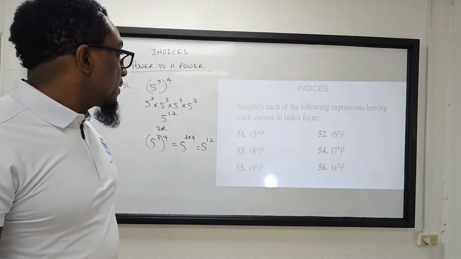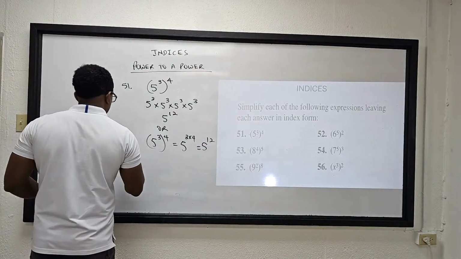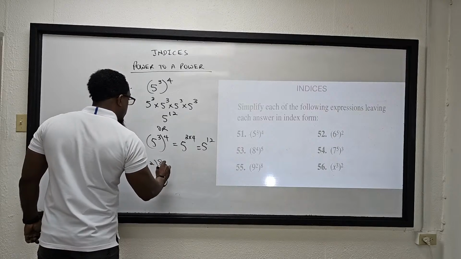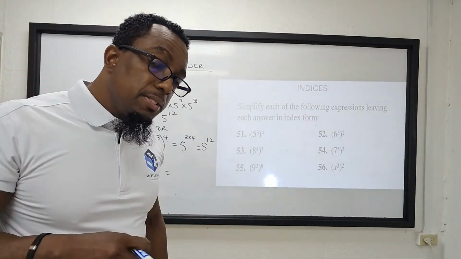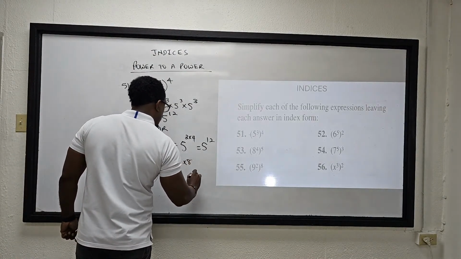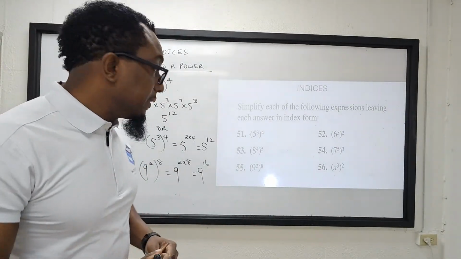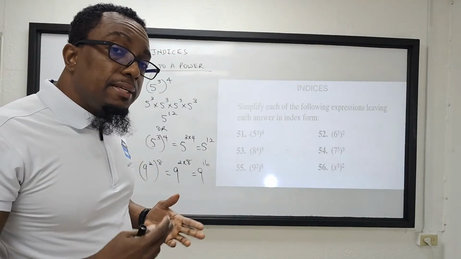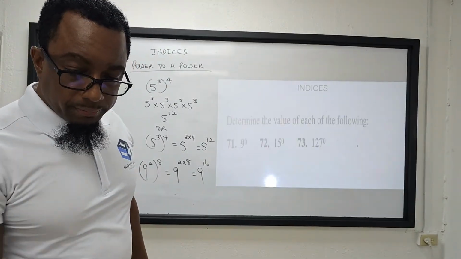Alright, let's look at, I'll do 55. 9 to the power of 2, all to the power of 8. Again, power to a power. I take the power outside and then multiply by the power within. This is 9 to the power of 2 by 8, 9 to the power of 16. But if you want to write 9 to the power of 2 by itself 8 times, you're going to get the same answer. Okay? So the rule of power to a power.